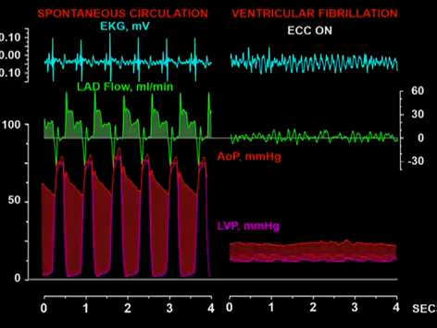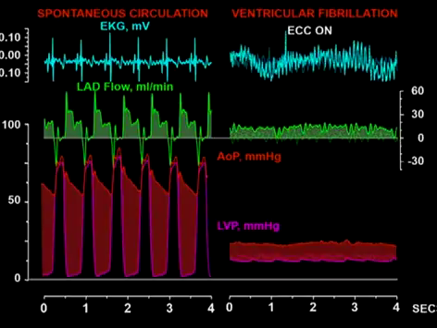In fact, you can see here, this is what we do when we do CPR. We artificially create coronary blood flow. And the more effective CPR is, the more coronary blood flow is generated, and that increases the likelihood that we're going to be successful in reestablishing cardiac activity.